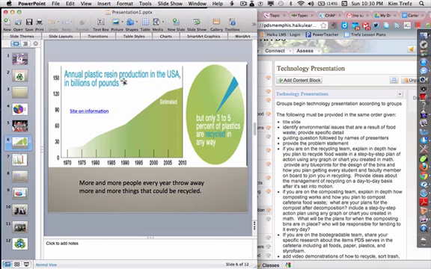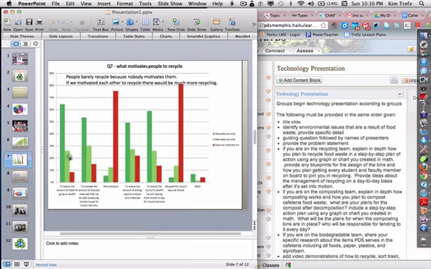Annual plastic resin production in the USA in billions of pounds. Okay, so this would probably go with our global information once again. We want to get more PDS specific when we talk about products. Okay, motivates people to recycle. All right.